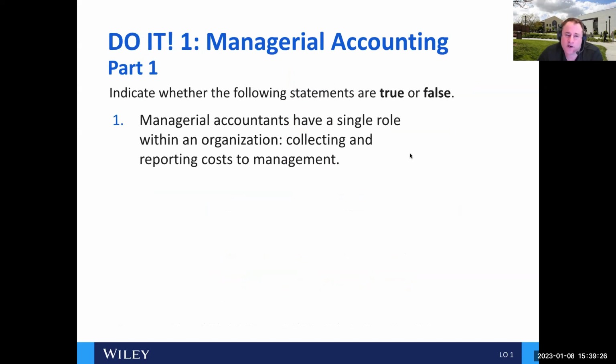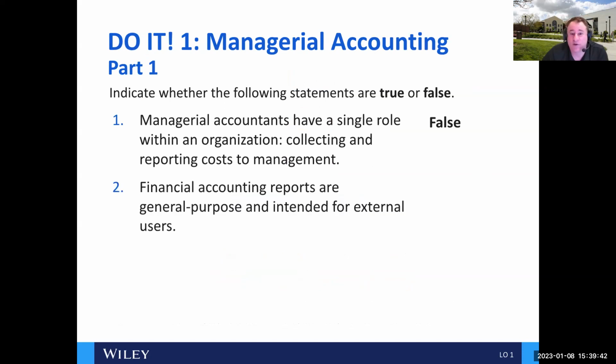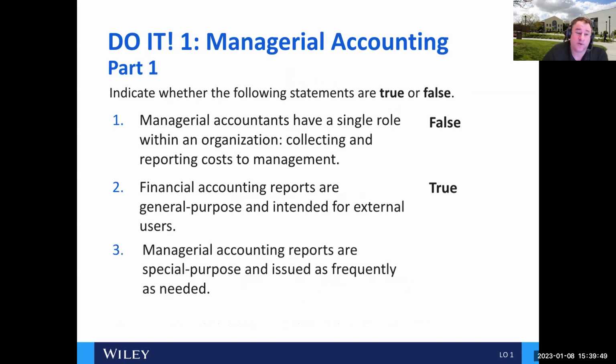Okay, so over here, indicate whether the statements are true or false. Managerial accountants have a single role within an organization, collecting and reporting cost and management. I don't think that's right. That's false. They have a lot of other stuff they have to do too. Whenever you see something like single role, that's really long. Financial accounting reports are general purpose and intended for external users. The answer is yes.